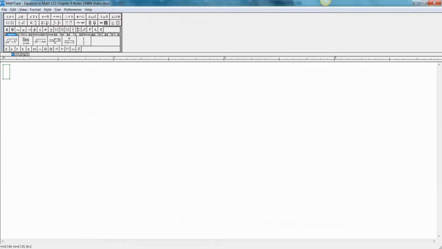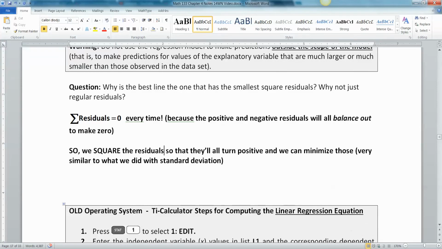So let me type that in. Hold on. There we go. So the sum of the residuals is going to be 0 every time, because the positive residuals and the negative residuals will always balance out and make 0. So what we do is we square the residuals, and that makes them all positive, because when you square a negative, it turns positive, and then you minimize those. And that's very similar to what we did with standard deviation. If you recall, in chapter 3, you would square the deviations and then minimize that, or deal with that in the formula. All right, so that's why.